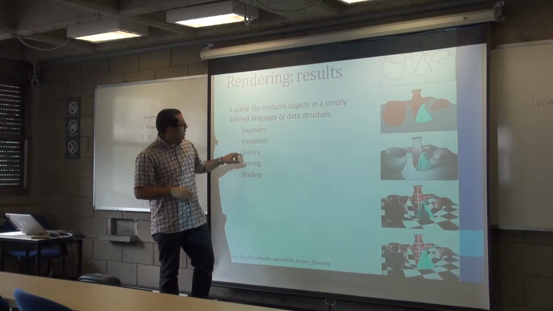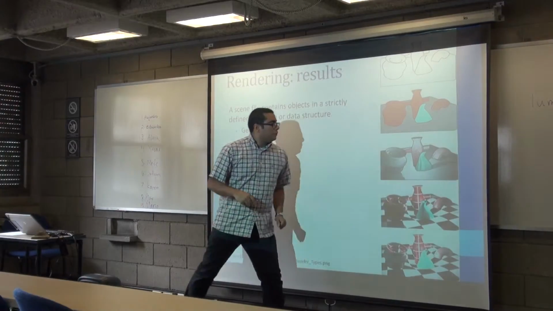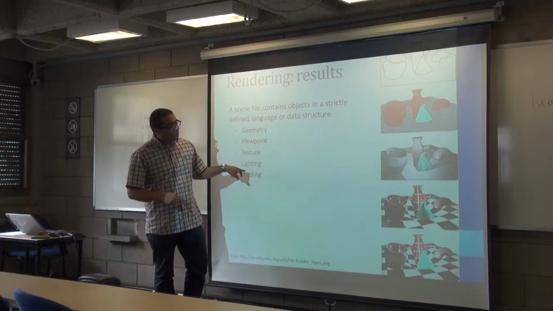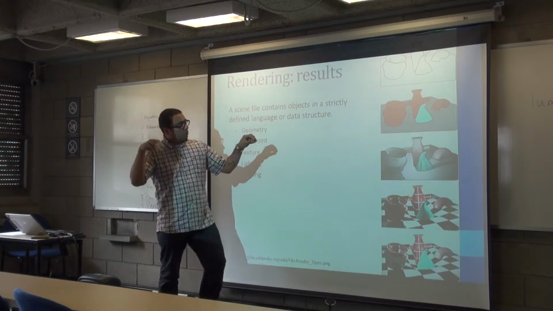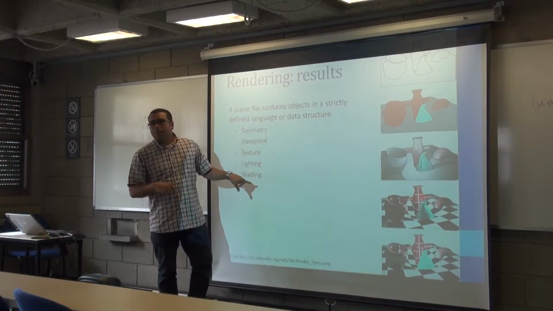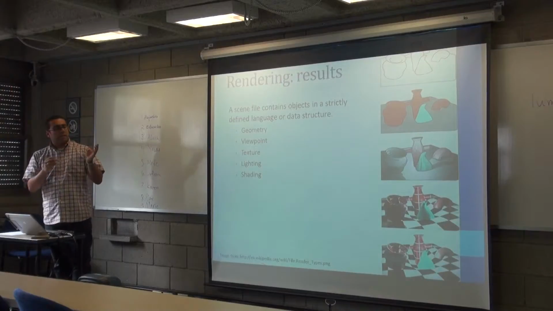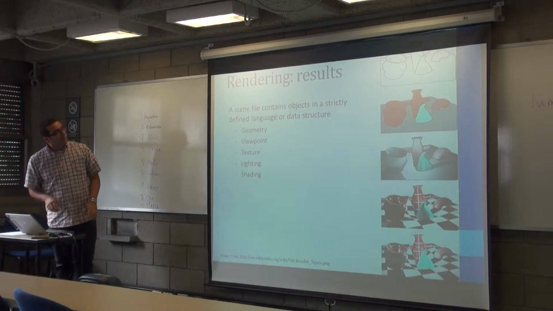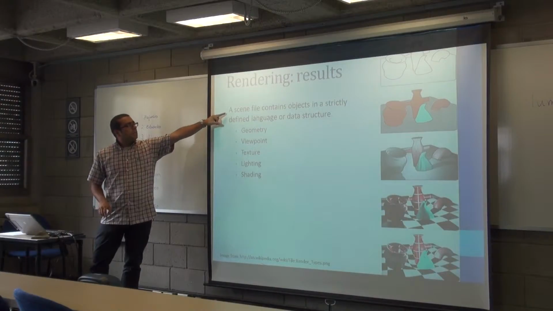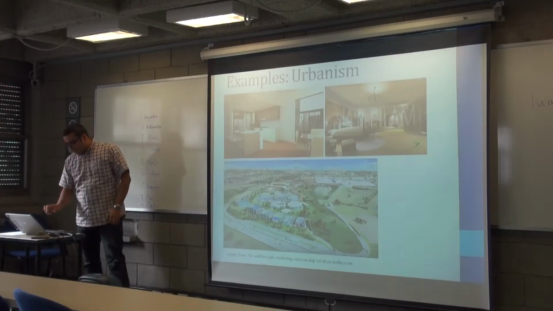I can add some texture. For example, here we have some textures. I need to add some lighting, so some lights and the position of the lights, and finally the shading to highlight the depth of the models. So one of the results of the rendering is the scene file, but the final result is the image.